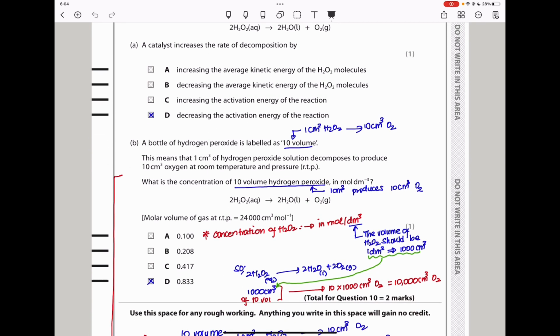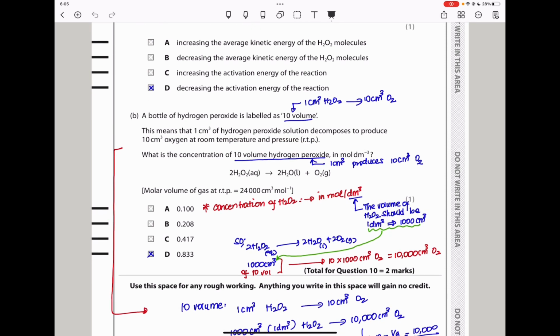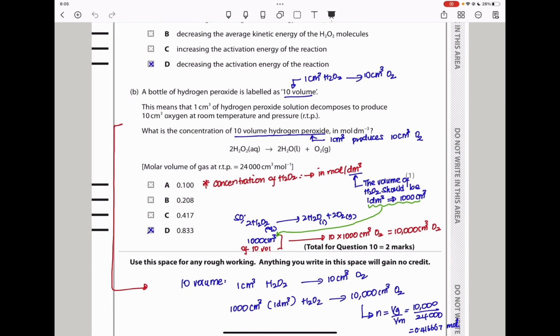Question B says a bottle of hydrogen peroxide is labeled 10 volume. This means that 1 centimeter cubed of hydrogen peroxide solution decomposes to produce 10 centimeters cubed of oxygen at room temperature and pressure. What is the concentration of 10 volume hydrogen peroxide in mole per decimeter cubed? So here you had to begin by knowing what 10 volume is. Remember, they have said 10 volume, it means 1 centimeter cubed produces 10 centimeters cubed of oxygen. So 1 centimeter cubed of hydrogen peroxide will produce 10 centimeters cubed of oxygen.